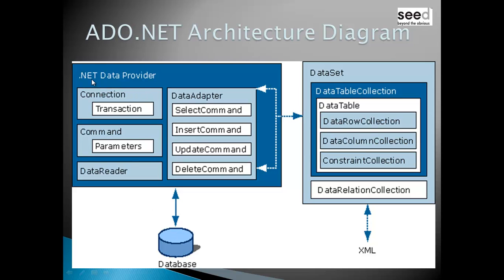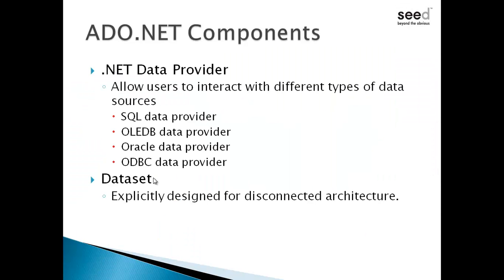Same way, if this is the Oracle data provider, then inside it there will be an Oracle connection class, which is specially written to connect with an Oracle database, and Oracle command, which is specially written to execute commands on an Oracle database. So this way ADO.NET comes with 4 data providers. Every data provider has its own connection classes, its own command classes, its own data reader classes, its own data adapter classes.